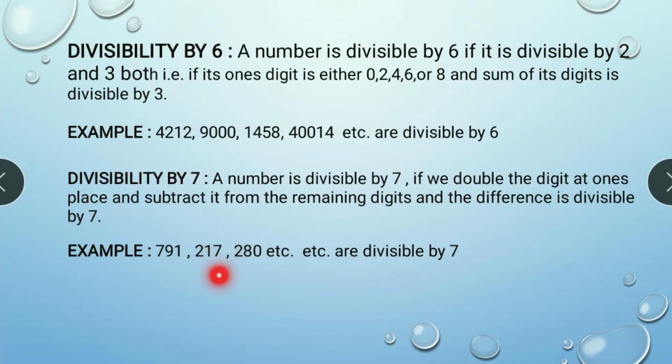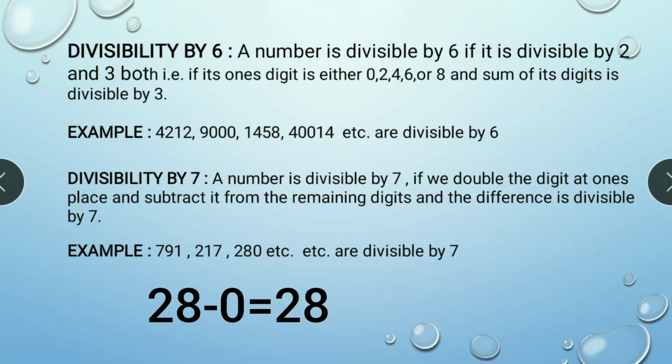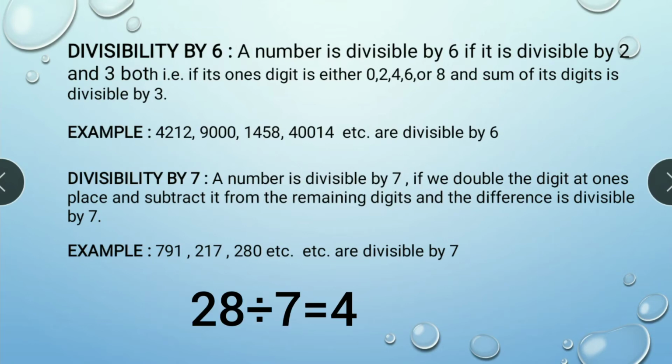So the digit at ones place is 7. 7 into 2, that is 14. 21 minus 14 will be 7. So 7 is divisible by 7. Again here we have 0. If you will double this digit at ones place, that will be 0 only. That will remain the same. 28 minus 0, that is 28. 28 is divisible by 7. So the given number is divisible by 7.